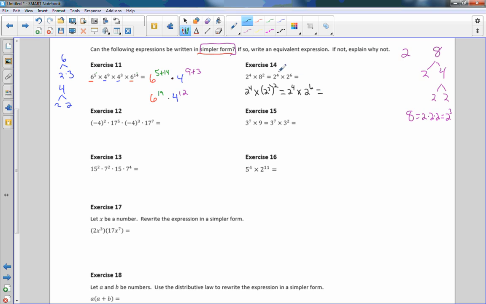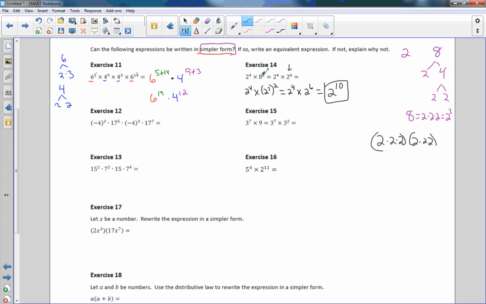And what does that mean? I just wanted to show you where this 2 to the 6th came from. So 8 is 2 cubed, and 2 cubed twice would be 2 times 2 times 2, 2 times 2 times 2 times 2. Well, there are 6 2's there, and that's where this 2 to the 6th came from. Okay? So now we have a base of 2 to the power of 4 plus 6, which is 10. So this is our simplified solution.